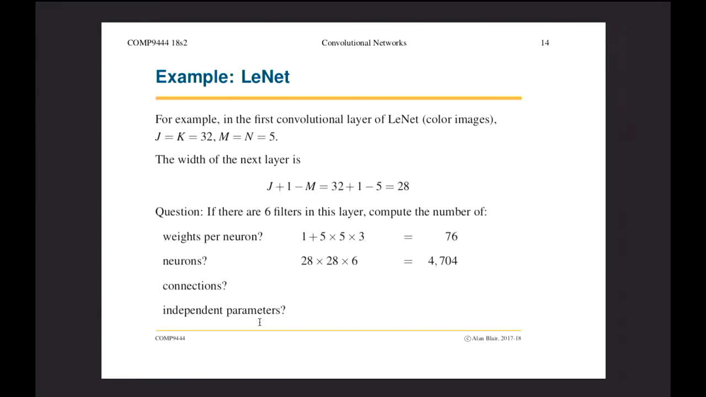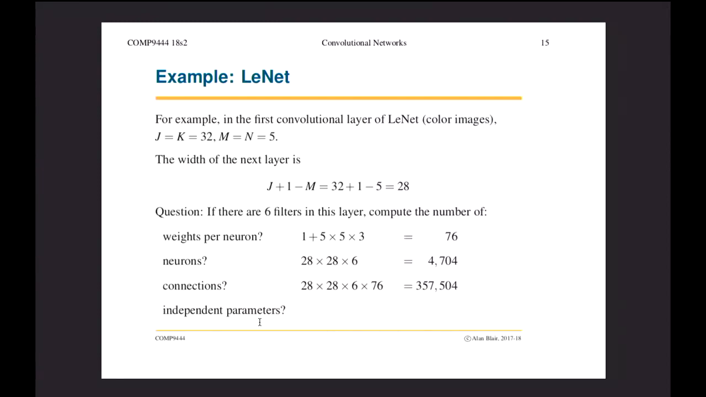So how many connections are there? Well, the number of connections is the number of neurons times the number of weights per neuron. So it's 4,704 multiplied by 76. Now, here's a key question. How many independent parameters? That's the number of connections, but remember there's weight sharing here. What's the number of separate, independent weights in the network, given that one weight is repeated across multiple connections?